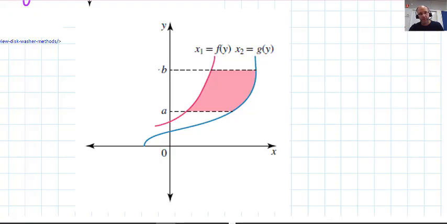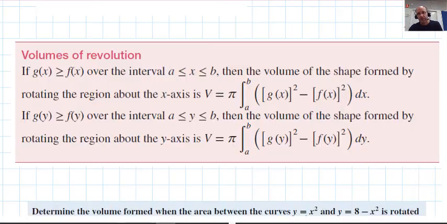This one here will be rotated around the y-axis, so we have two functions in terms of y, f of y and g of y, and likewise this will create a series of washers, as it were. Essentially, the difference between disks and washers is based on the difference between an area under a curve being rotated around an axis and the region between two curves rotated around one of the axes. Basically this translates into the formulas that we see here.